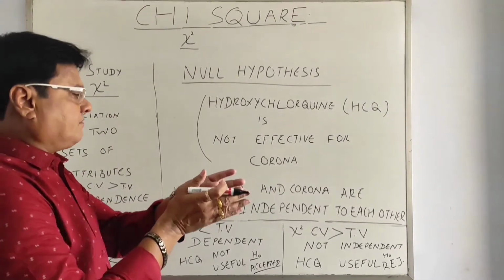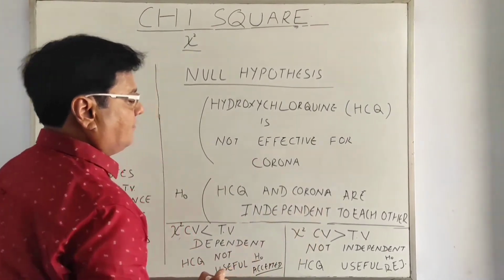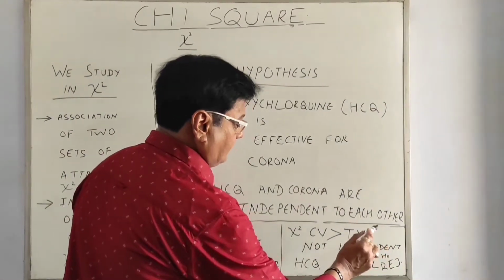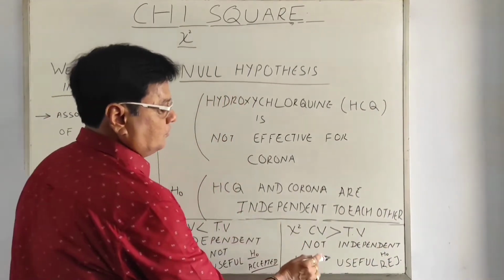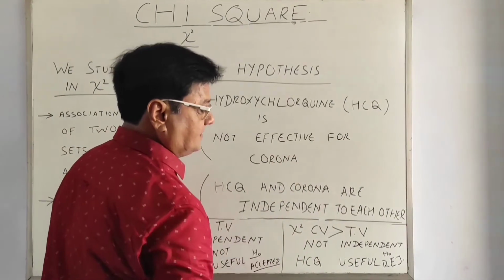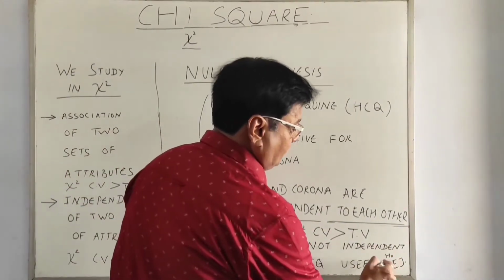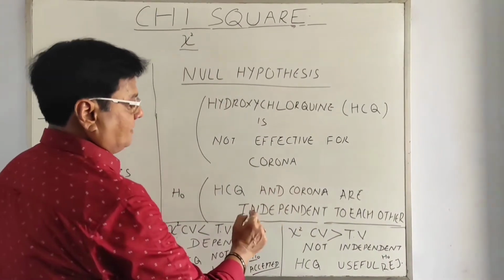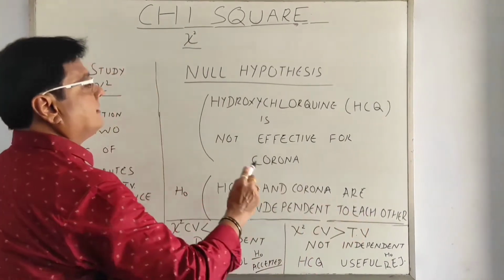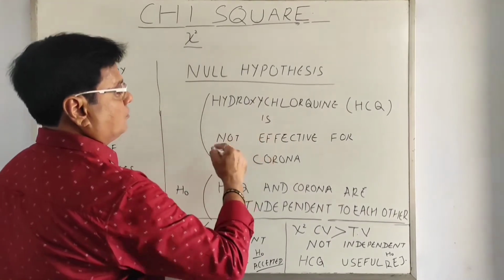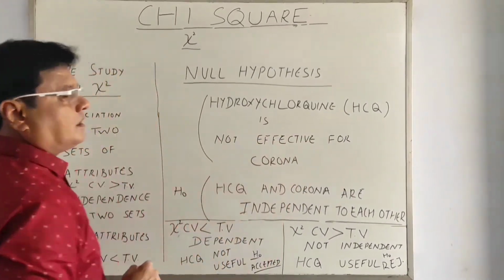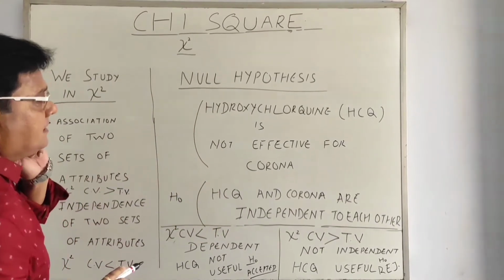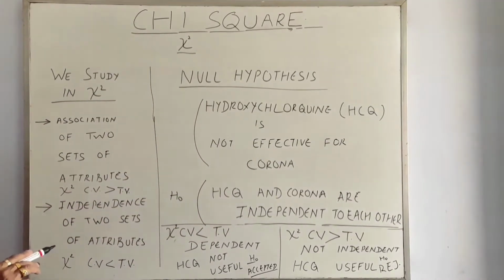And if the calculated value of chi-square is greater than the table value of chi-square, that means they are not independent. That means HCQ is going to be useful for the corona disease, and we will be rejecting the null hypothesis, because the null hypothesis was saying that they are independent of each other, that HCQ is not going to be effective for corona. That was the very latest example I have given you only to make you understand things better.